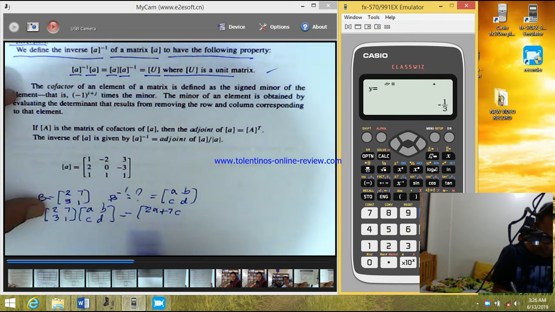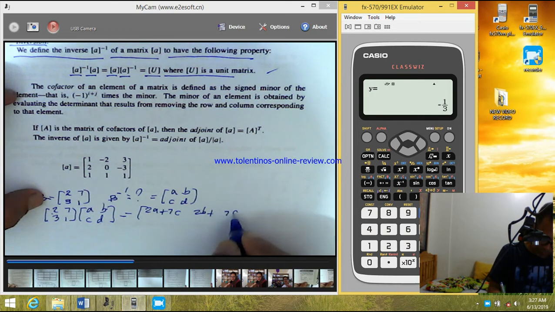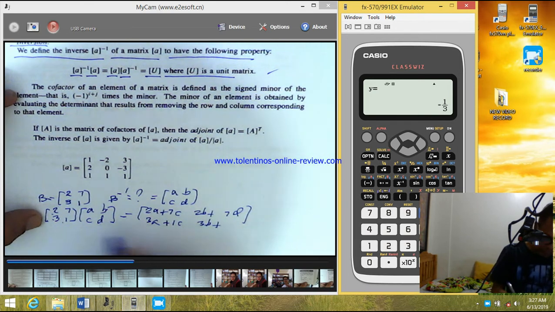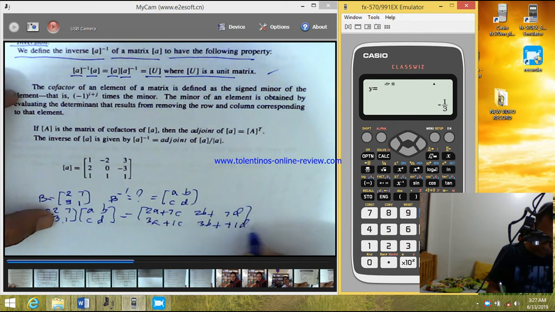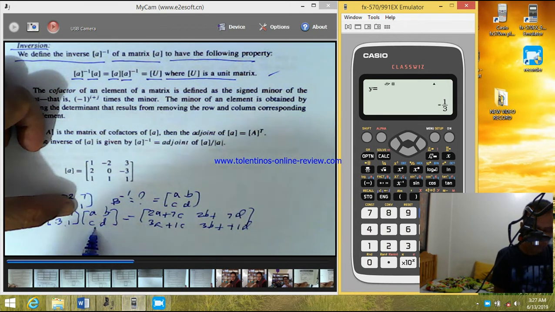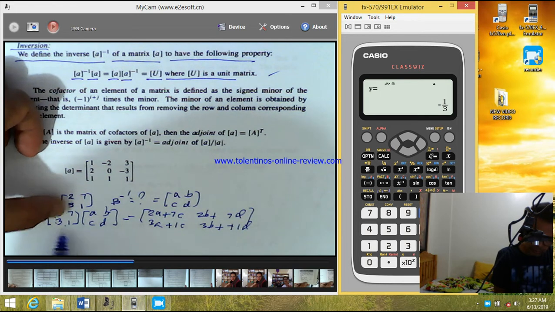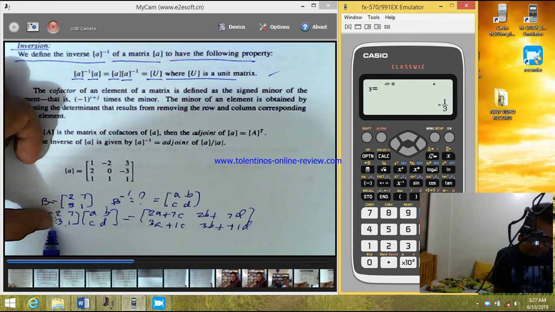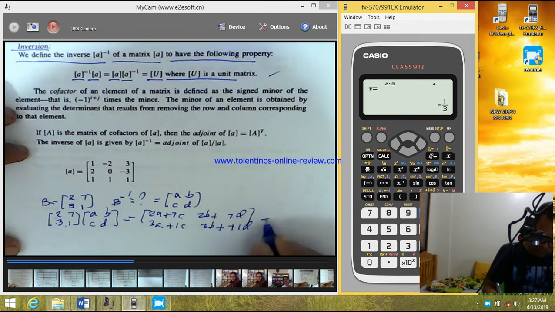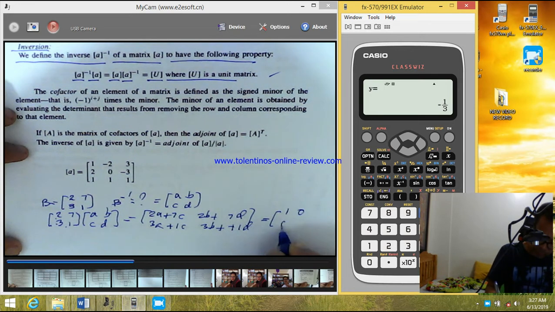2B plus 7D, kasi ito naman 3A plus 1C, tapos 3B plus 1D. Yun yung concept ulit yan. This is 2A plus 7C, 2B plus 7D, 3A plus 1C, 3B plus 1D. Okay. And this must be equal to 1, 0, 0, 1.